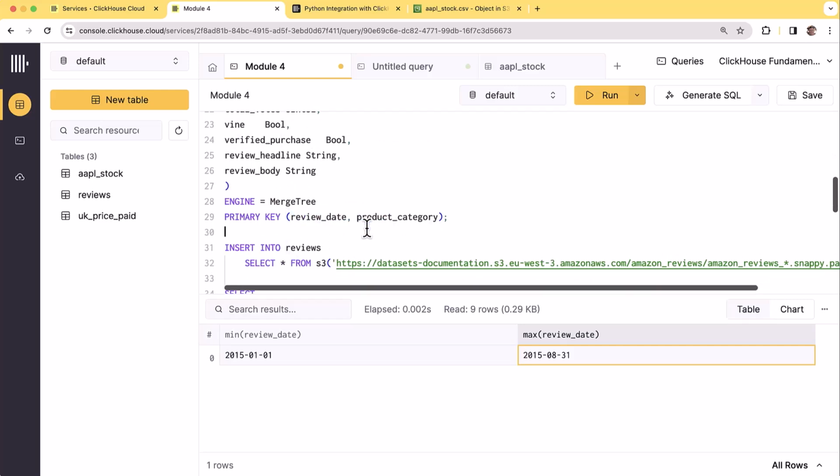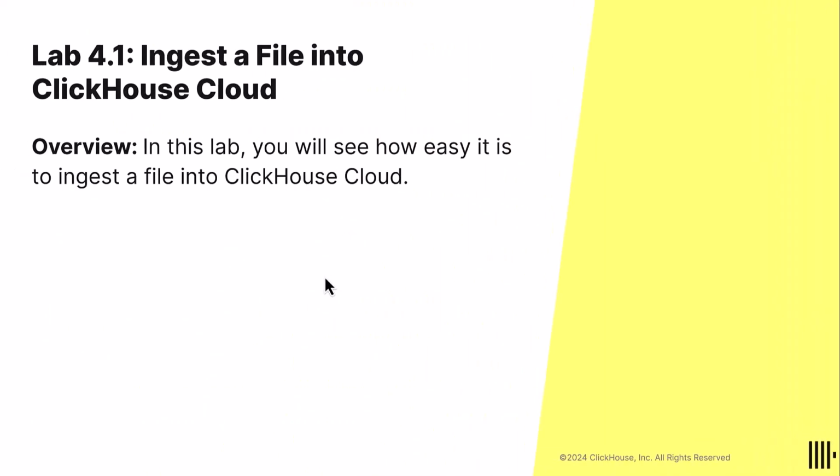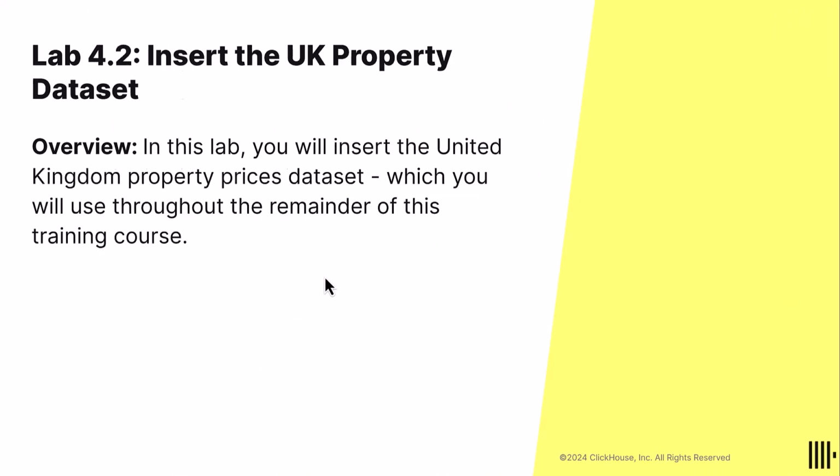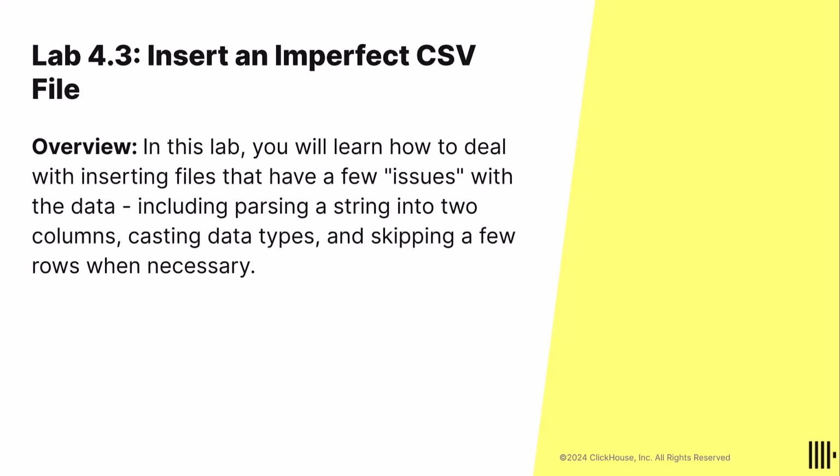All right. In the lab, you're going to see how easy it is to ingest a file in ClickHouse Cloud. You're going to do just what I did. And then in the second lab, you're going to put in that UK property prices data set. I didn't mention it in this module, but we've seen it in the previous modules. You're going to use this data set throughout the labs and the rest of this learning path. So if you keep going and you want to learn about materialized views and projections and joins and all that, you're going to want this data set.